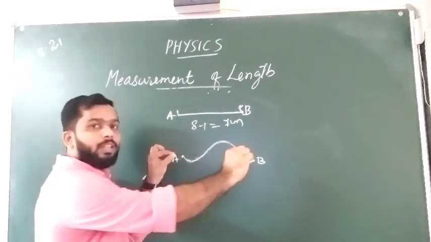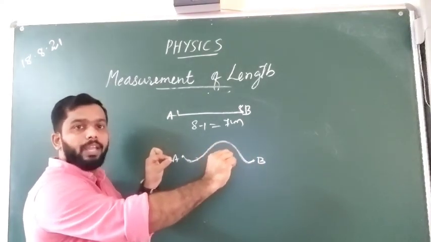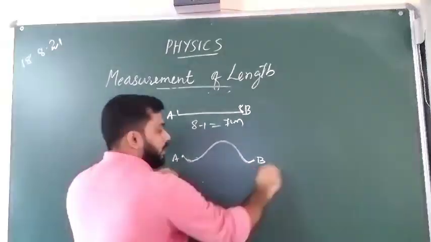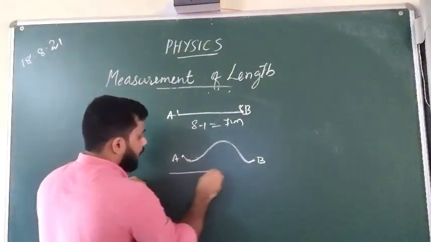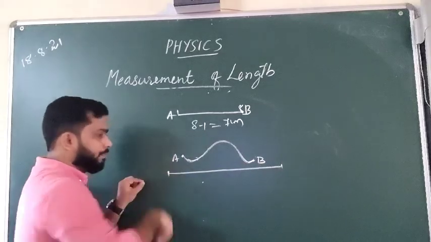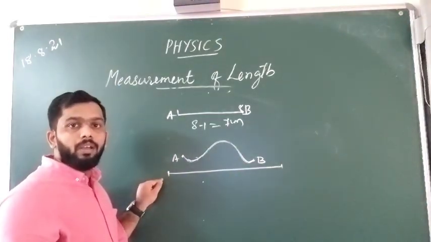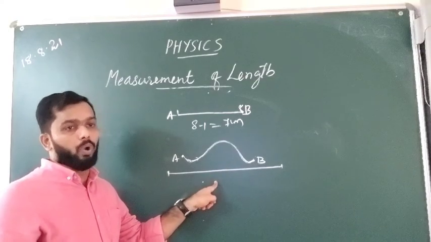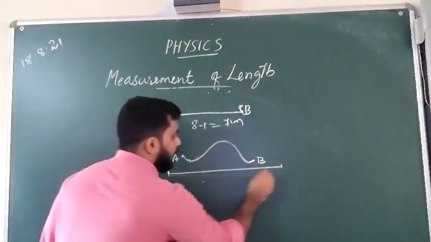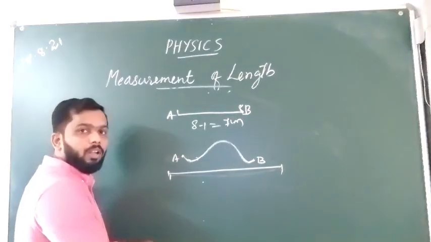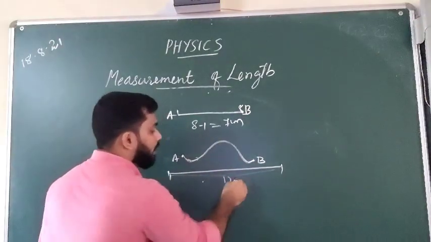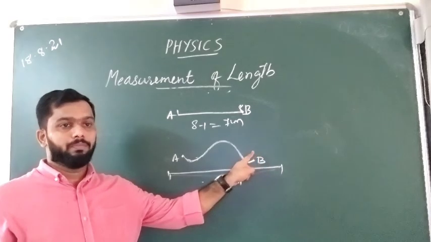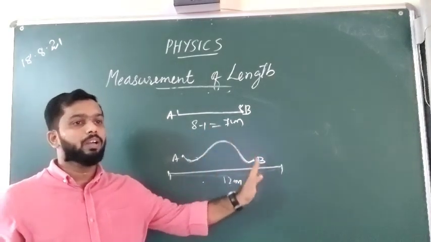After that we will take out the thread. Then what will we do? When we are making the thread straight, you are going to get maybe this much. Now you can measure the length of the thread using a ruler. The ruler is a straight line, so you keep the ruler here, and if you are getting 12 centimeter, that will be the length of this curved line.